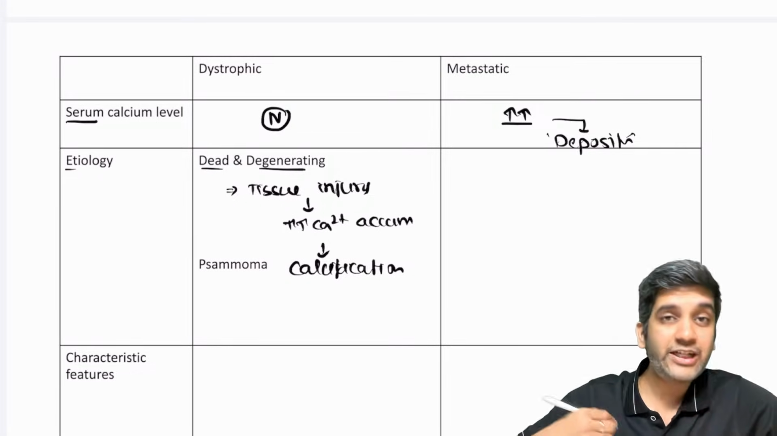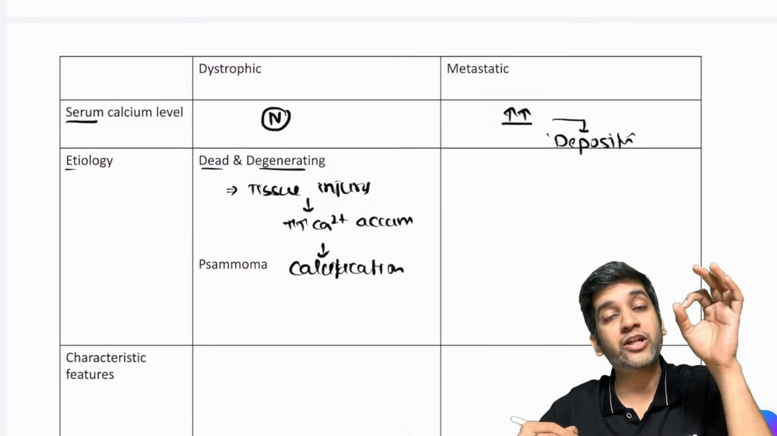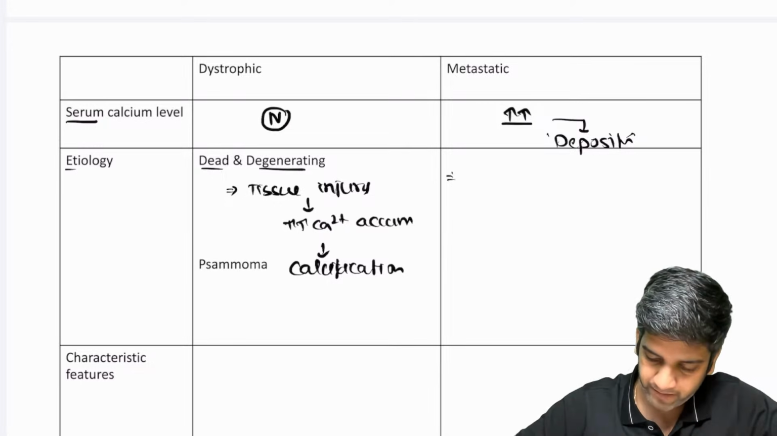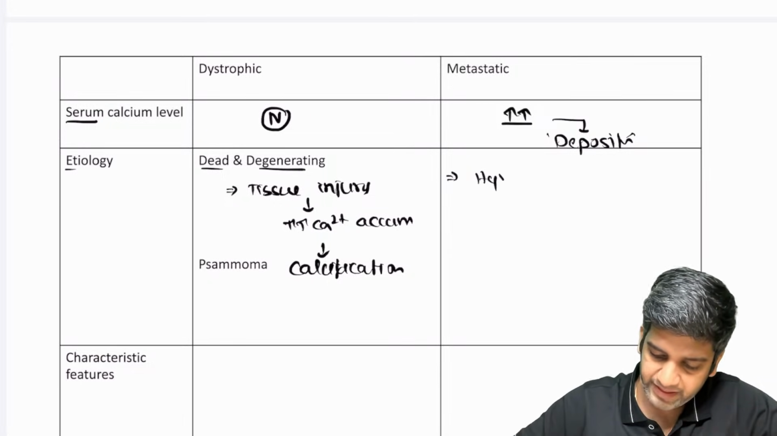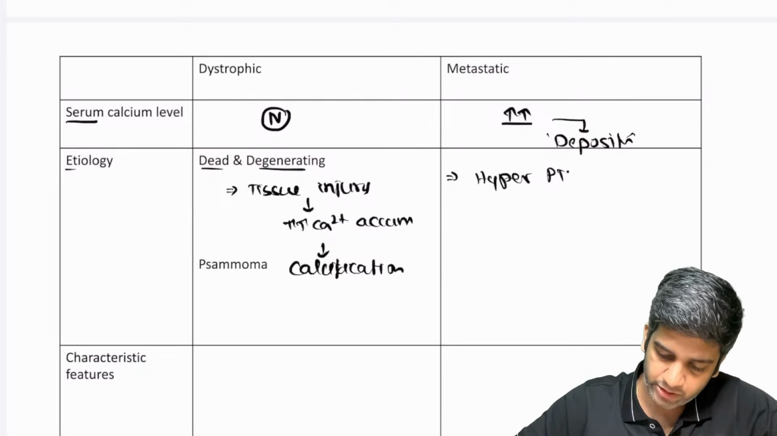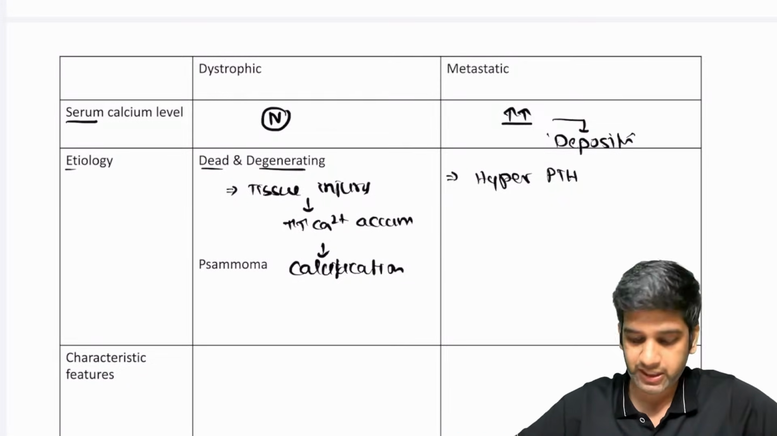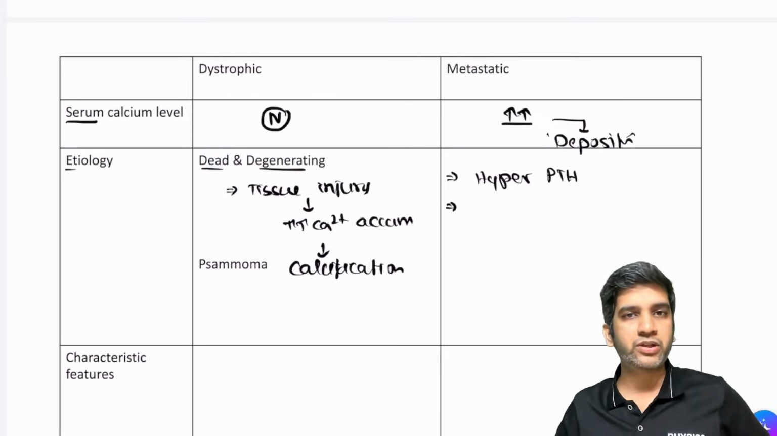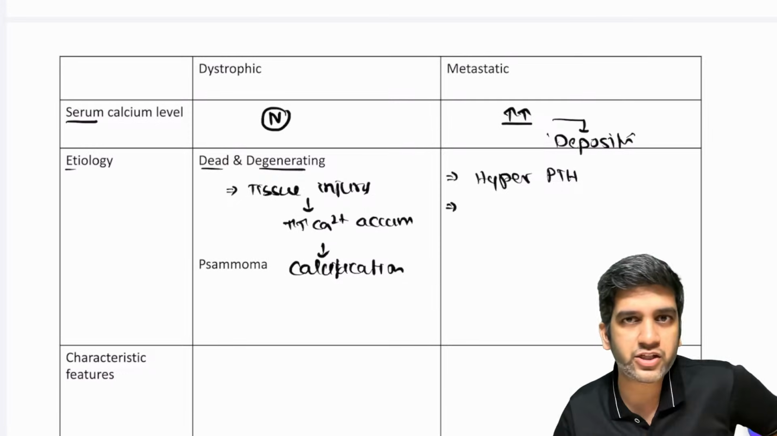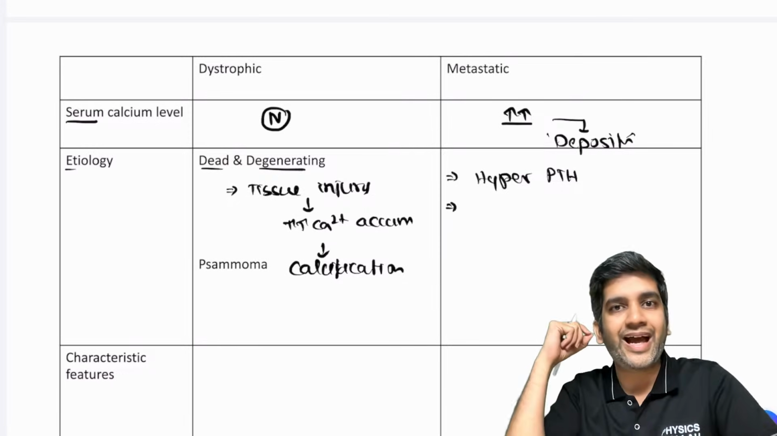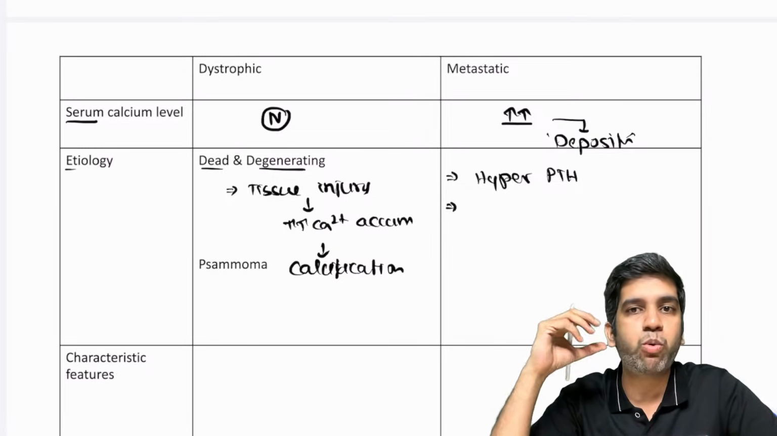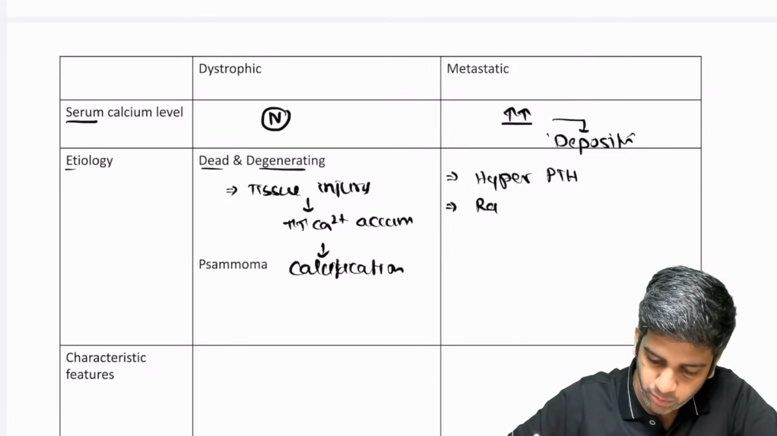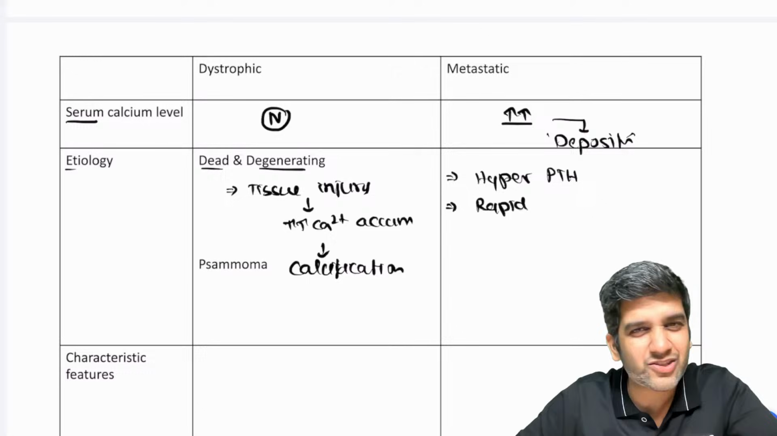So what could be the etiology of metastatic? In other words, what all can cause more serum calcium levels? Simple, your PTH, hyperparathyroidism, one of the important causes. Never forget, right? Second, anything else? Hyperparathyroidism is something which you should never forget. And any disease which will have rapid bone resorption, right? That's also important. It should be rapid. Slow and steady is not a concern here.